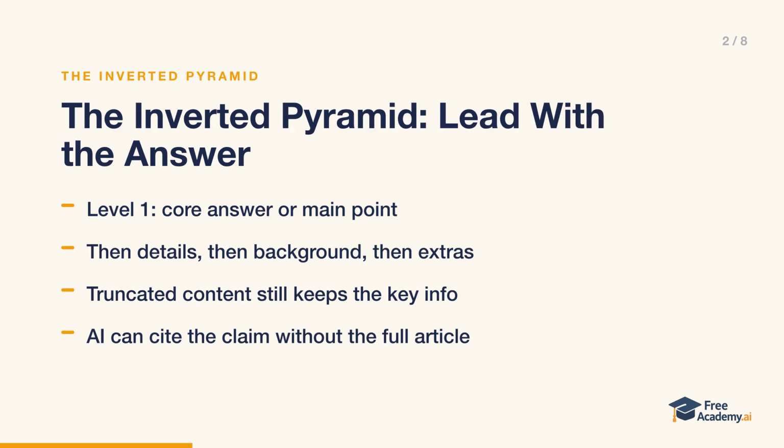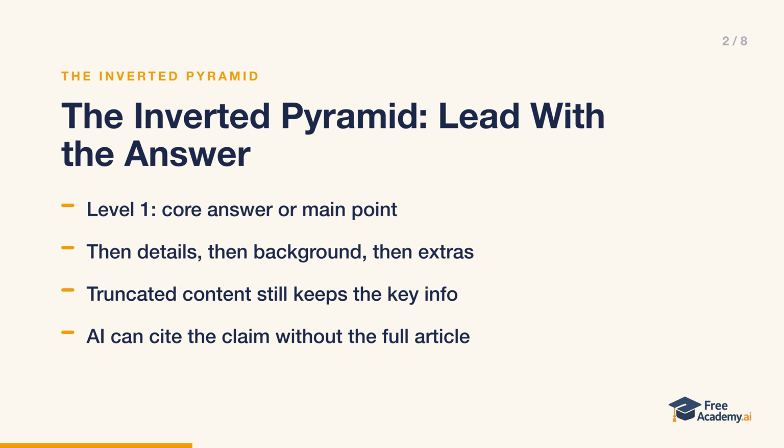Put the most important information first. Level 1 is your core answer or main point. Level 2 is key supporting details. Level 3 is background and context, and Level 4 is any additional information. This works for AI because the main point is encountered first, so even if the content gets truncated, the key information is still captured, and the AI can cite your core claim without needing the full article.